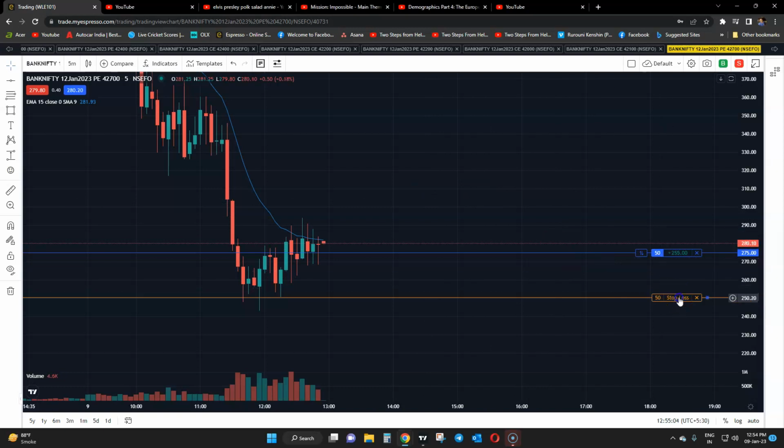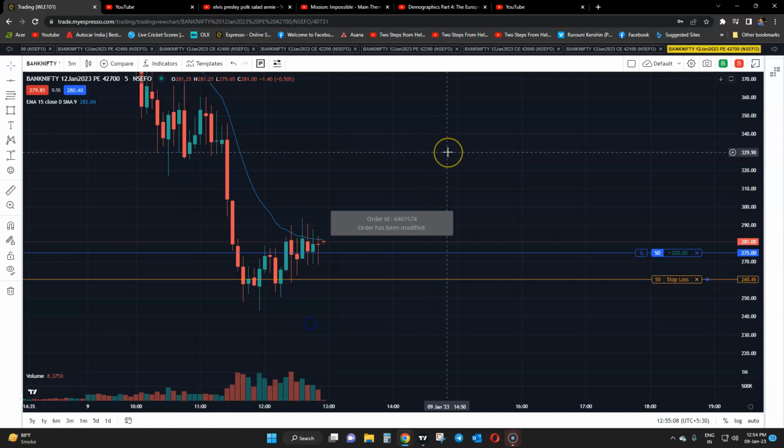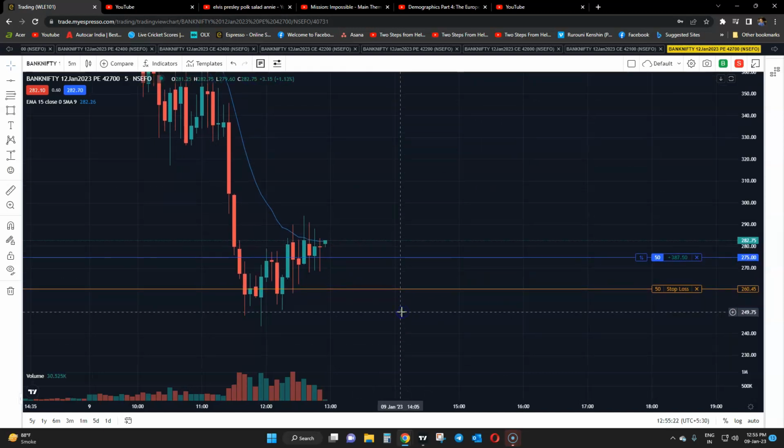I'd say reduce the stop loss further, so that even if you get it wrong, you don't lose a lot. Count on it going up. What if it goes up after you hit the stop loss?